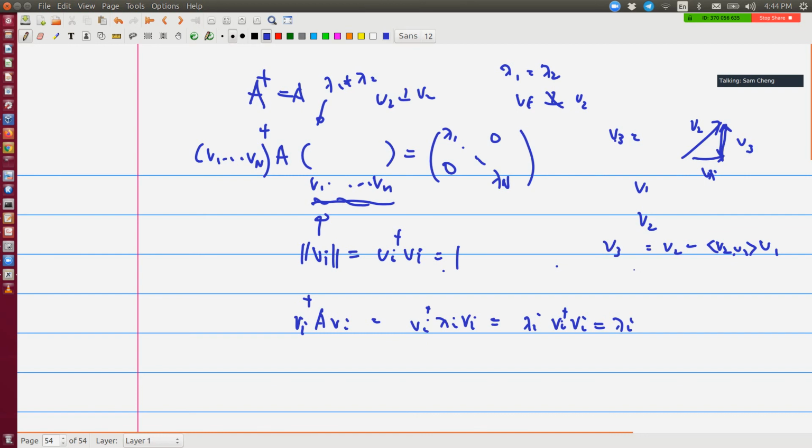Then I can show that this is orthogonal to v1. Does it make sense? It won't be orthogonal to v2, but it is orthogonal to v1. If I look at the inner product of v3 and v1, that will give me the inner product of v2 and v1 minus the inner product of v2 and v1, which is zero. The Gram-Schmidt process will continue like that.